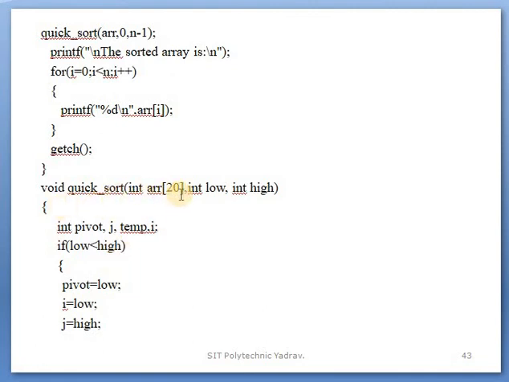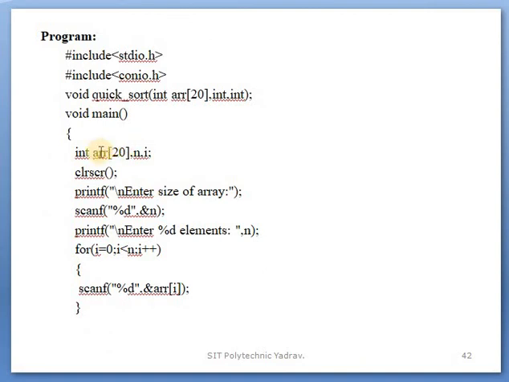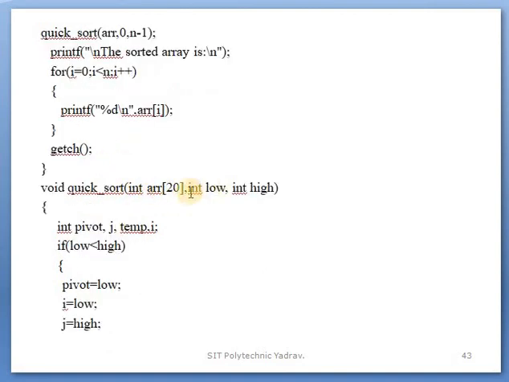Sorry, first of all, the argument values are passed: int array of 20, where the numbers we gave are taken. Int low and int high. Low means your 0th position, and n-1 is passed as high, as we saw in the example. So the input array, then 0 as your low value, and n-1 as high.